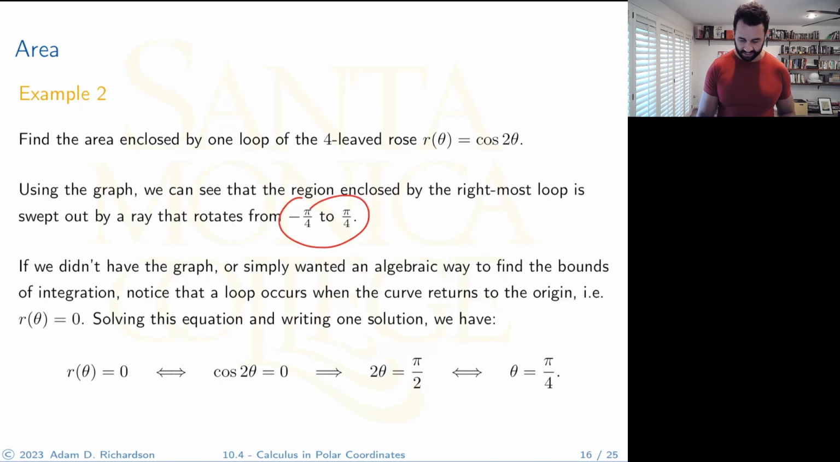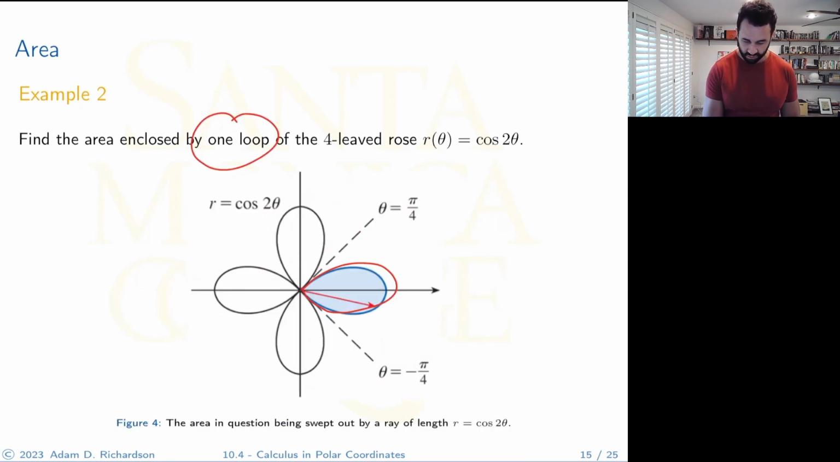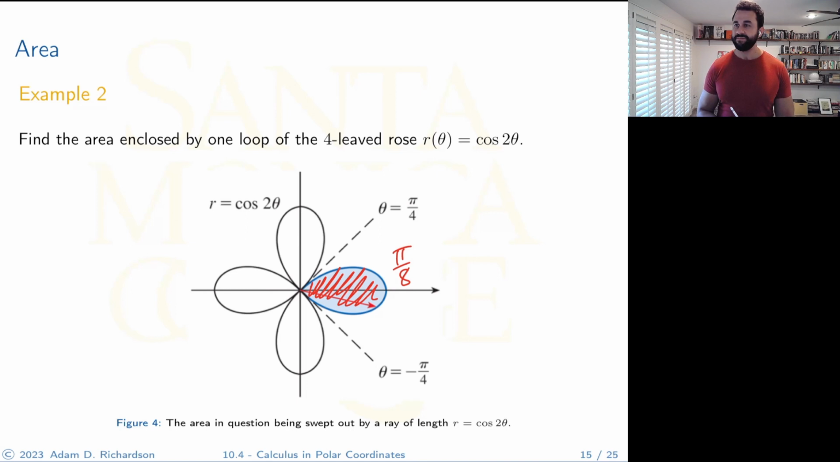Cool stuff. So going back to the picture, what we just found out is that the area of this region is pi over 8. So for example, if you wanted to know the area of the entire rose, you would just multiply that by 4. The area of the entire rose is 4 times pi over 8, or pi over 2. There you go. Cool stuff.